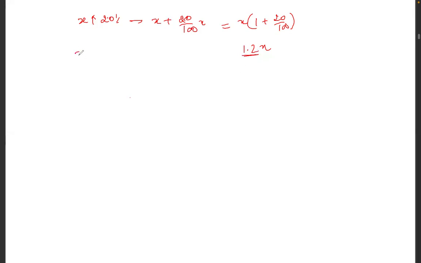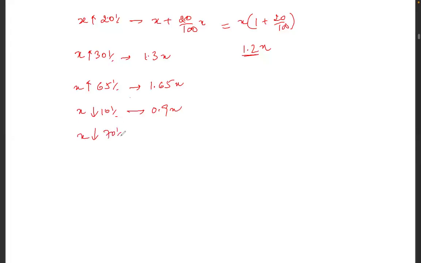Now applying same logic, if I say x is increased by 30%, what is the final value I get? 1.3x. If x is increased by 65%, the final value is going to be 1.65x. Okay, if x is decreased by 10%, final value is how much? 0.9x. If x is decreased by 70%, final value is 0.3x. Okay, so this is the meaning, how percentage increase or decrease.